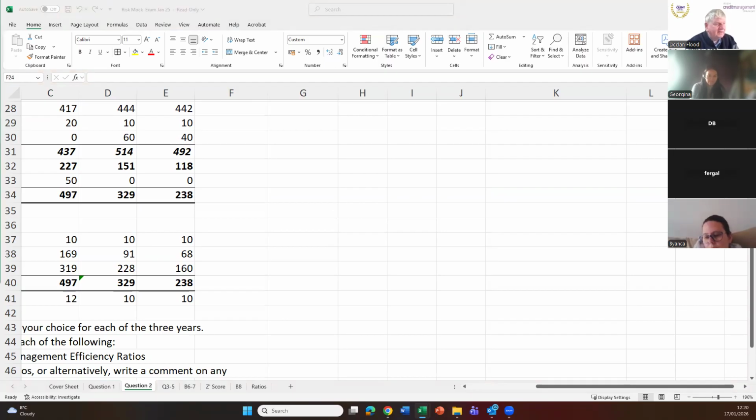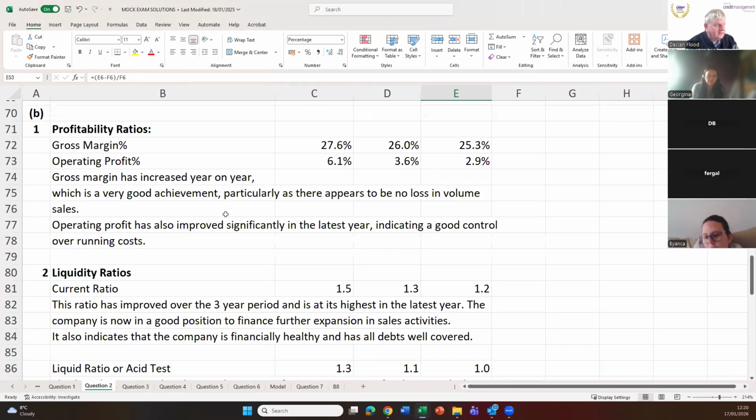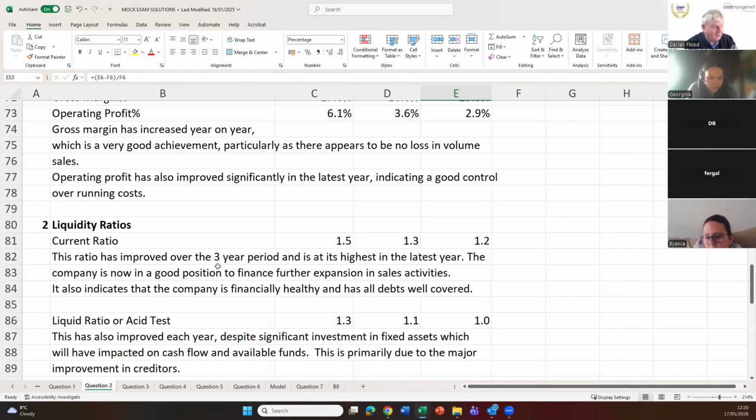So the way I did it in the answers, and you see this profitability ratio, I showed the gross margin and the operating. Gross margin has increased year on year, which is a good achievement, particularly if there's been no loss in volumes of sales. Operating profit has also improved significantly this year, indicating good control over running costs. So I'm just taking the figures and writing. When I say write a note, that's the kind of note I'm looking at.